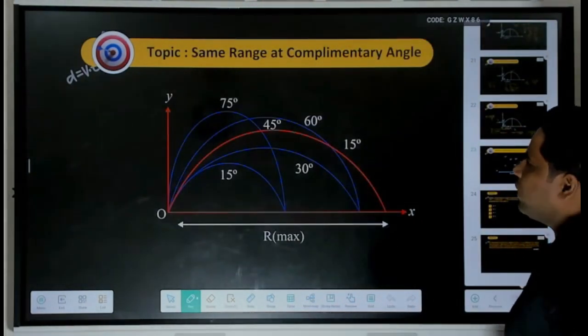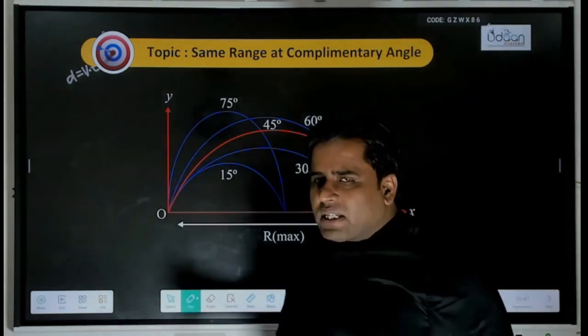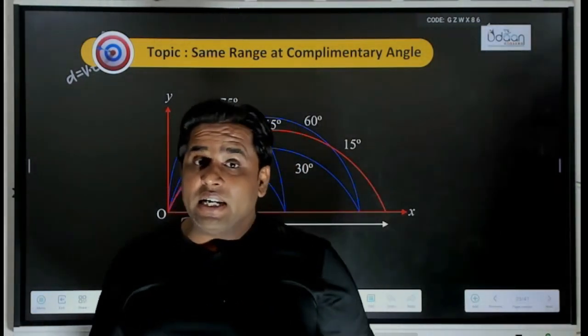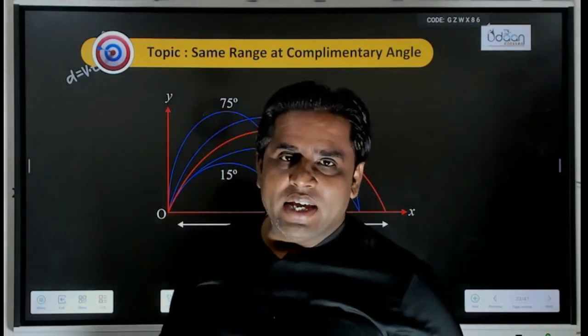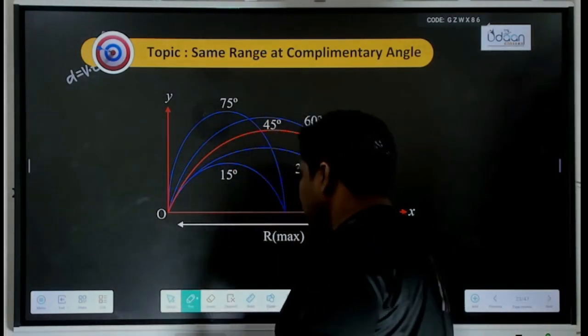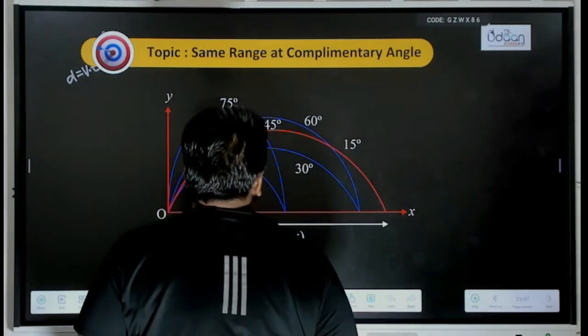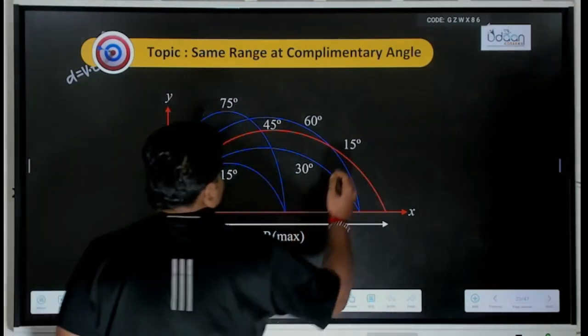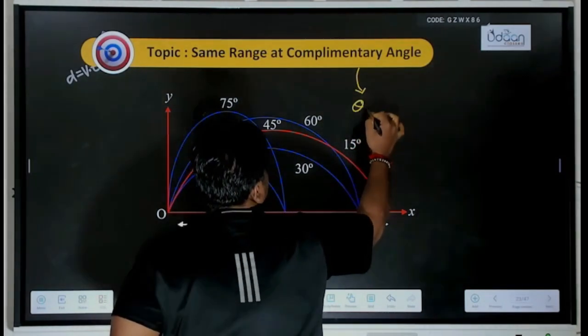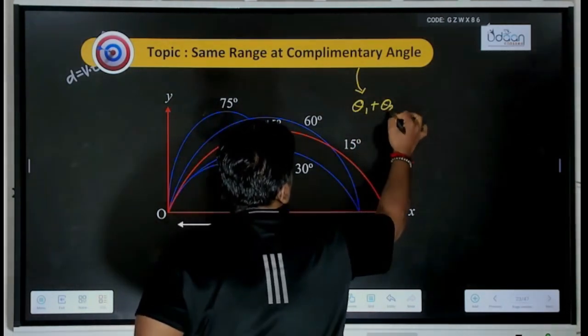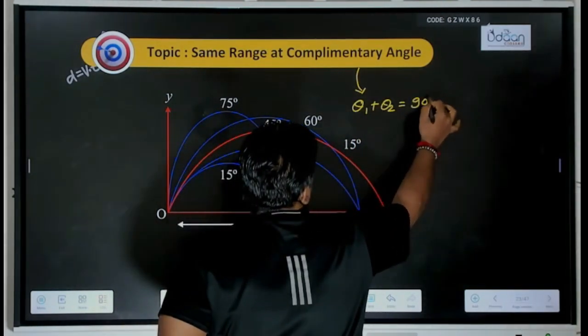Here, next point is what? What are the angles at which the range is going to be same? So the answer is what? It will be complementary angle. Complementary angle means what? It is theta 1 plus theta 2 must become 90 degree.